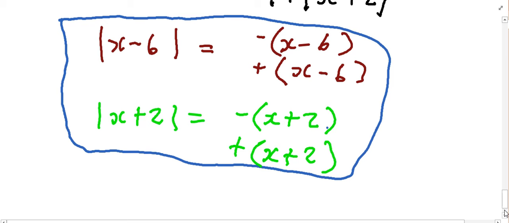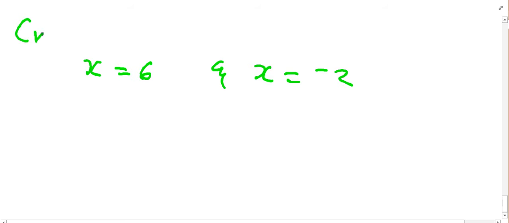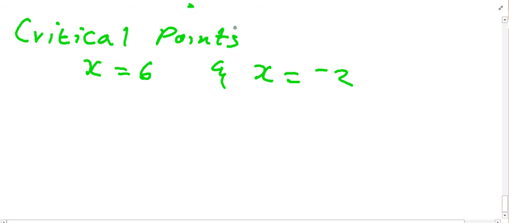We're going to use a piecewise expression to work that out. Okay, so now let's look at the critical points. The critical points we have are x equals 6 and x equals -2. I'm going to call these your critical points.